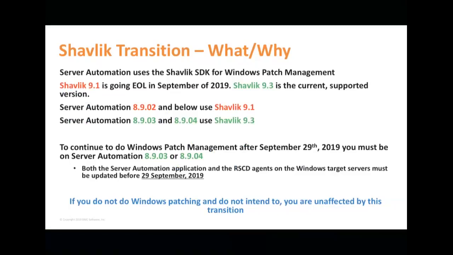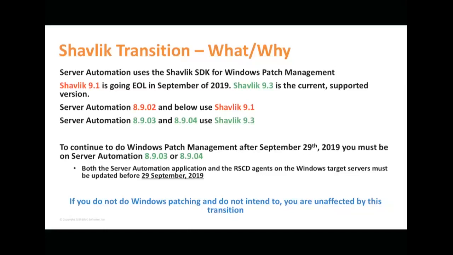There we go. Okay, so what exactly is happening here? For Windows Patch Management, our server automation product uses the Shavlik SDK, which is a third-party product. The version of Shavlik 9.1 is going end of life by the vendor, the provider of the SDK, in September of 2019. The current supported version is Shavlik 9.3.